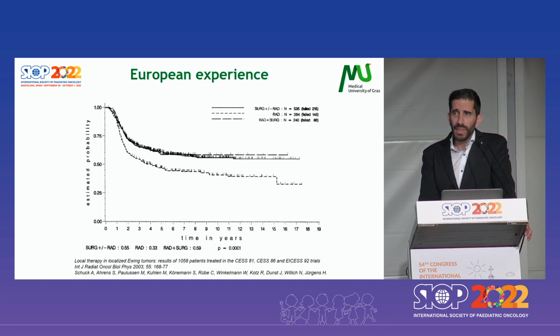If we look at the European data, which have more or less influenced our philosophy for Ewing sarcoma, we see that patients treated with radiotherapy or a combination with surgery, or a combination of surgery and radiotherapy, tend to have a higher overall survival probability compared to patients treated with radiotherapy alone. So that's why in Europe we are strong advocates for surgery in Ewing sarcoma.